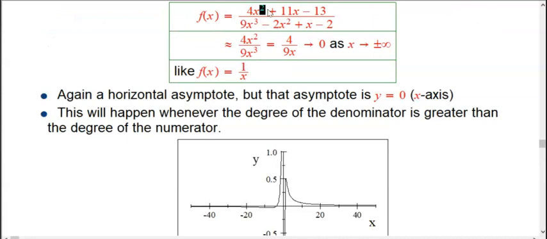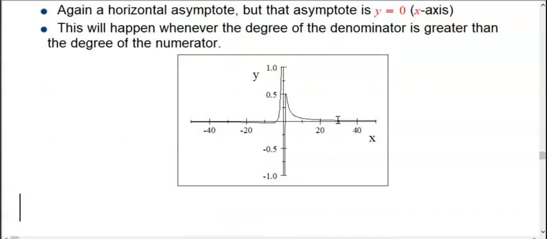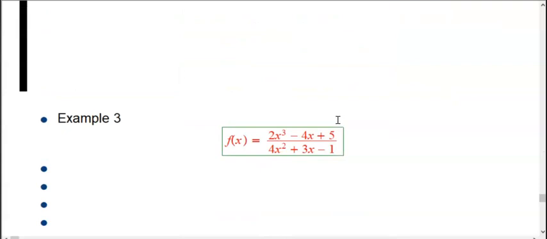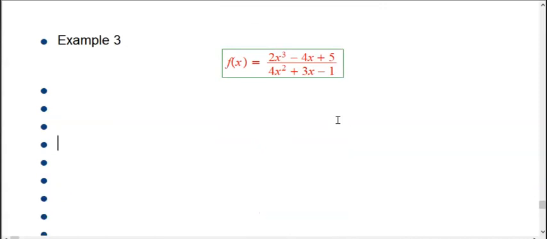Just looking at the degrees, if the denominator degree is strictly higher than the degree of the numerator, you can guarantee that the asymptote is going to be y equals 0. The horizontal asymptote is the x-axis. So that's really the simplest case, if you will. The last case I want to give you, if you're paying attention, you might guess, hey, what if the degree of the numerator is higher than the degree of the denominator?